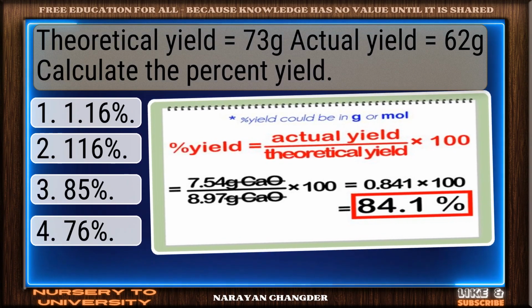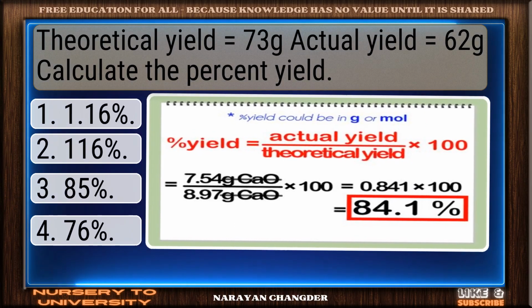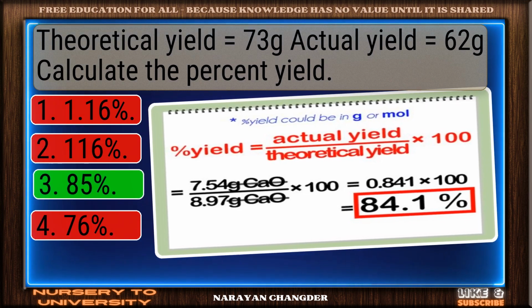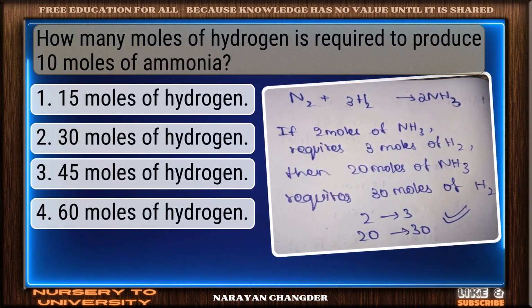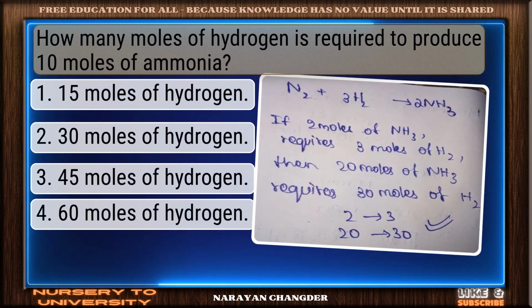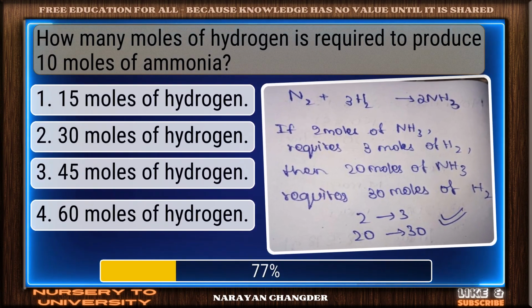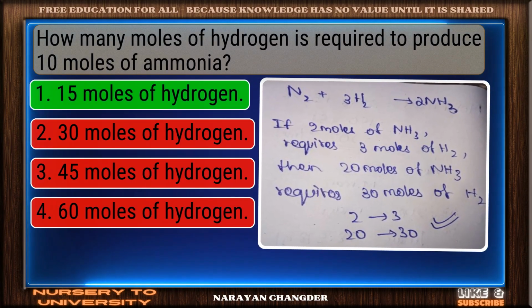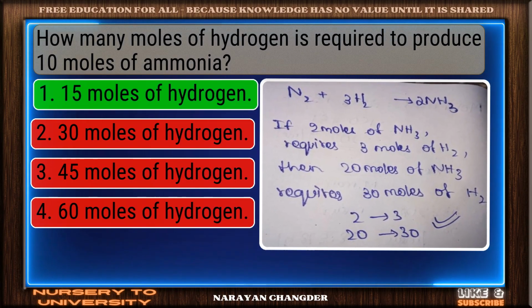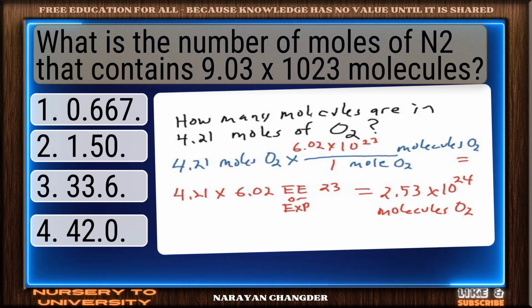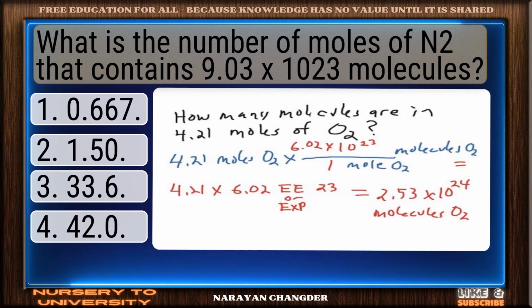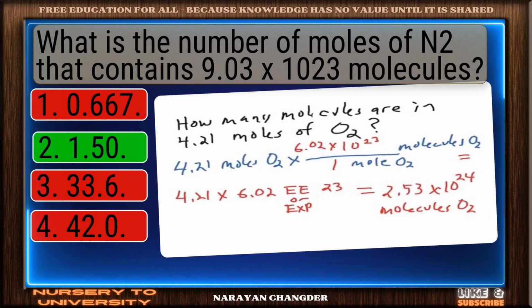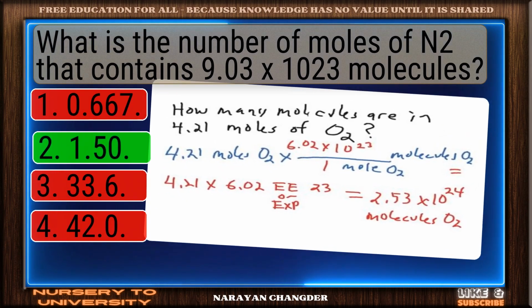Theoretical yield equals 73 g, actual yield equals 62 g. Calculate the percent yield. Valid point. 85% is true. How many moles of hydrogen are required to produce 10 moles of ammonia? Nice selection. 15 moles of hydrogen is the correct and valid answer. What is the number of moles of N2 that contains 9.3x10^23 molecules? Smart pick. 1.50 is the correct choice.